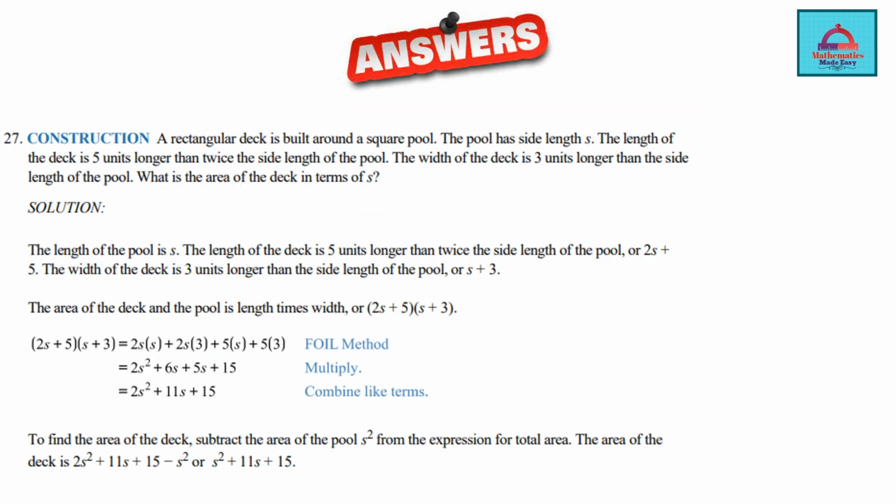In question 27, we've already understood that the side length of the pool is S units and the length of the deck is 5 units longer than twice the side length. So it is 2S plus 5. The width is 3 units longer, so S plus 3. Now the area of the deck and the pool together is length times width. So we are going to multiply these two, and you can use the FOIL method for multiplying. Your answer would come out to be 2S squared plus 11S plus 15.